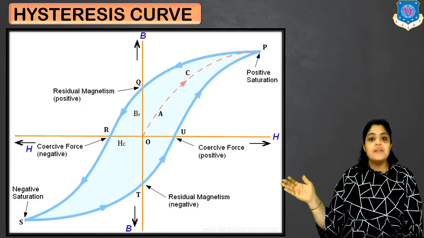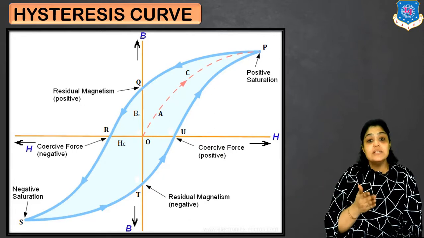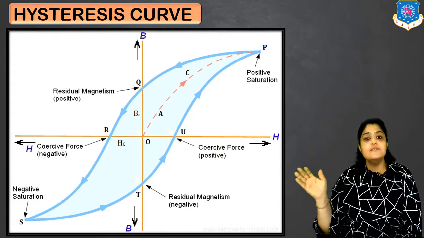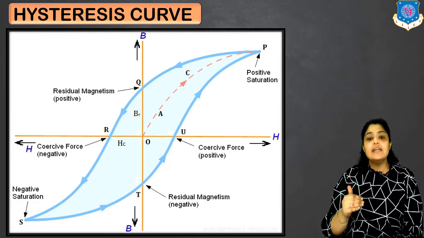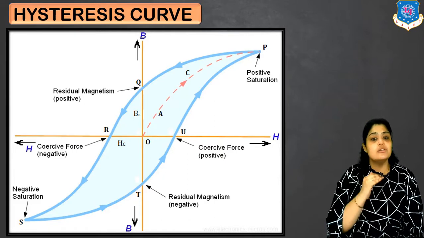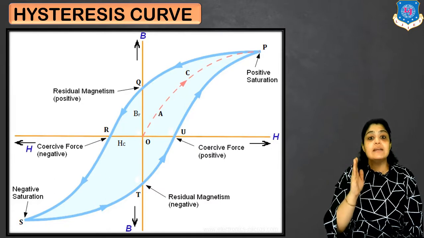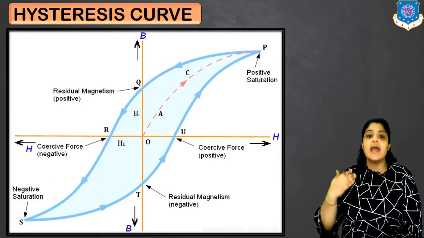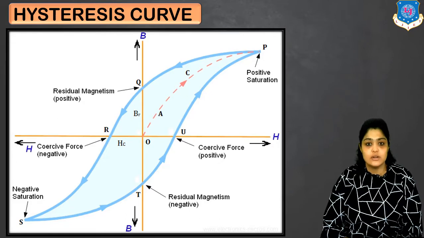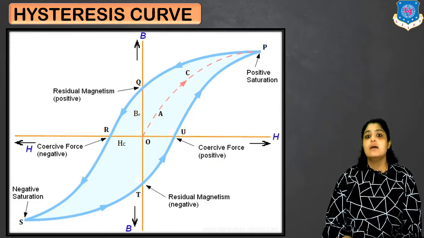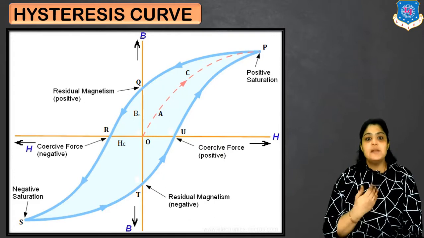In this you can see that positive X represents the positive direction of the magnetic field, negative X represents the negative direction of the applied field, positive Y is the positive direction of magnetic induction, and negative Y is the negative direction of magnetic induction, that is minus B. Let's start the explanation of the curve.